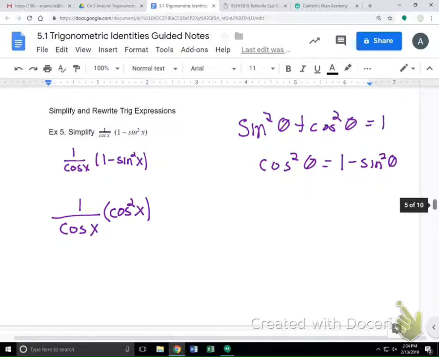Cosine. You know what? You're trying. I appreciate effort.